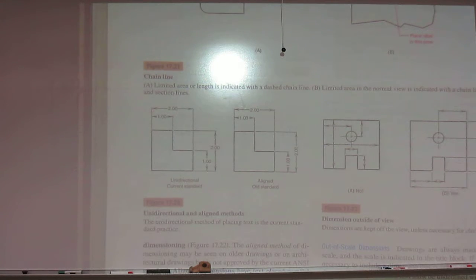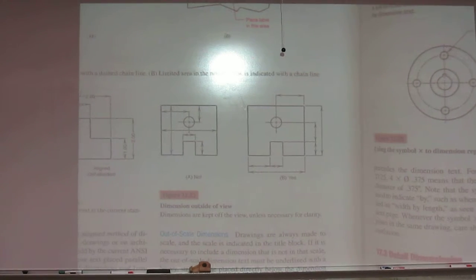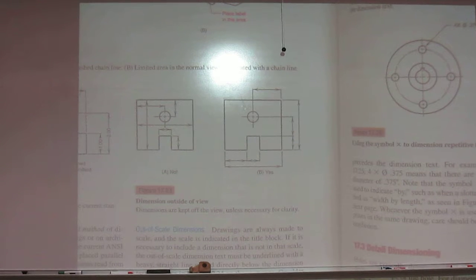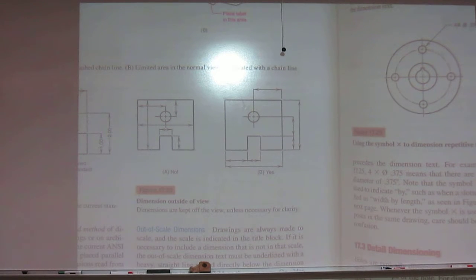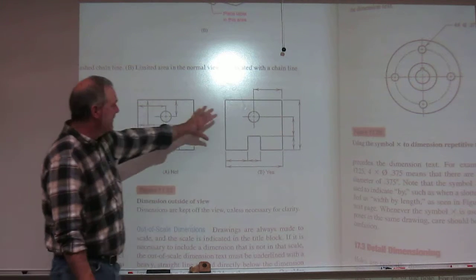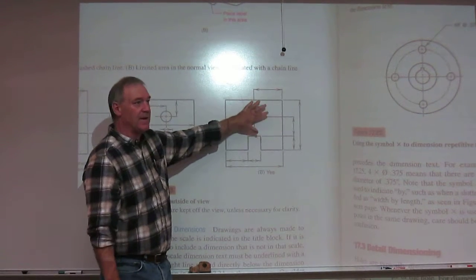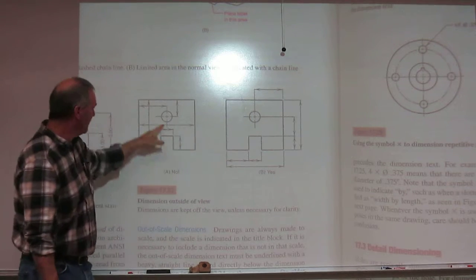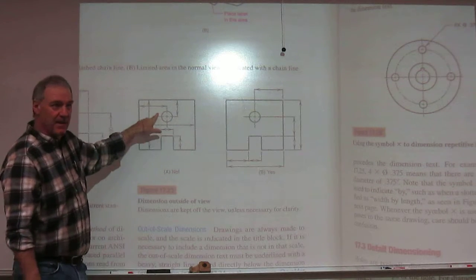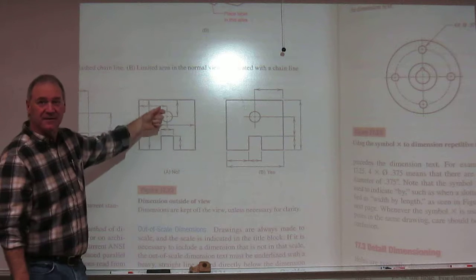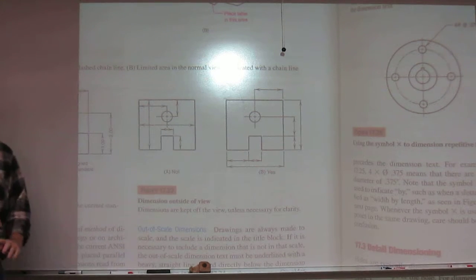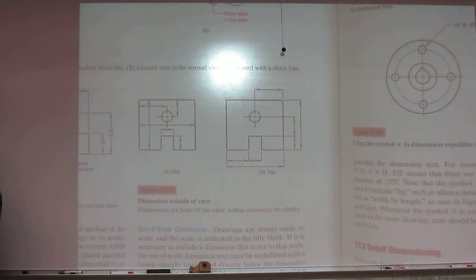While we're on this page, let's look at figure 1723. This has quite a few good things on this figure. Mainly, the author's just saying, hey, keep your dimensions off the object, because we want the object to be clear. Remember, this is really the geometry that's important. We don't want to mess it up by putting a bunch of dimensions on it like they do here. Now, you can put dimensions inside of a figure, but that should be a very last resort. As a general rule, pull your dimensions outside.